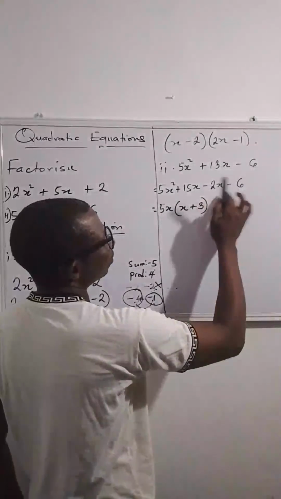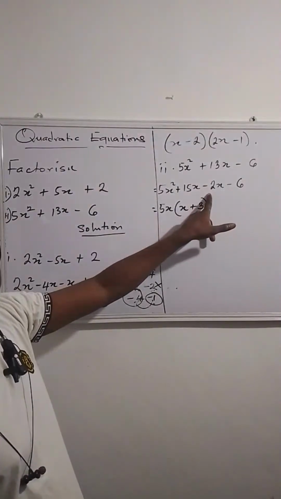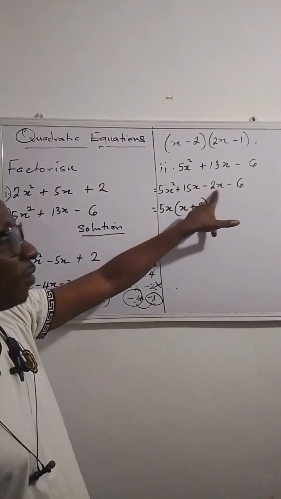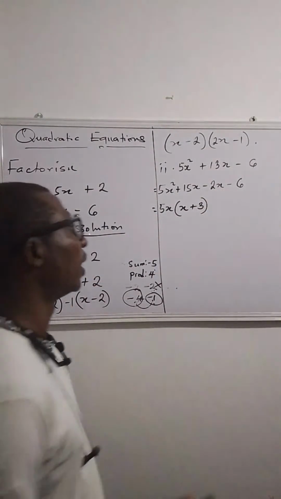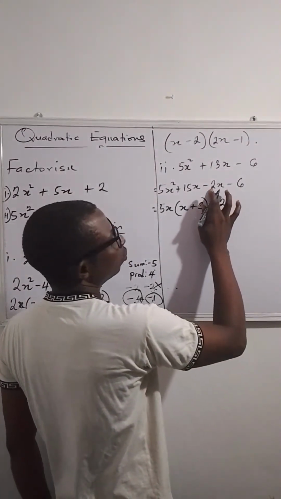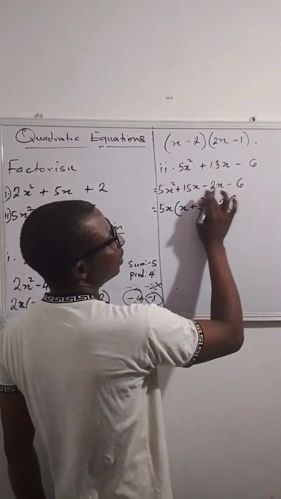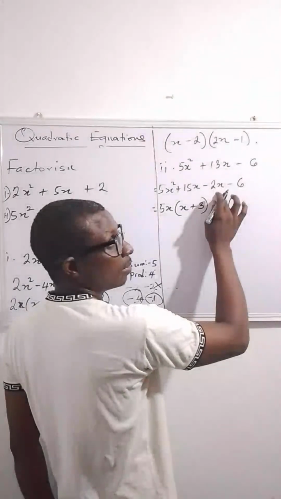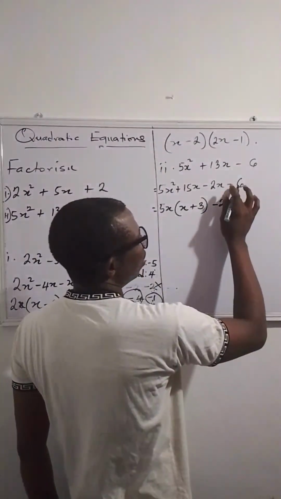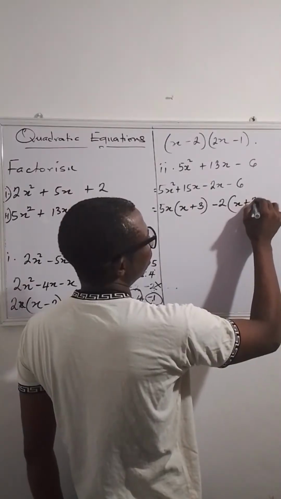So what's the common factor? Don't forget, the common factor must be negative, because the first term here has a negative. So you have minus 2. Minus 2 can go here, minus 2 can also go here. When you divide this by minus 2, minus 2x divided by minus 2, you have x. Minus 6 divided by minus 2, you have plus 3.